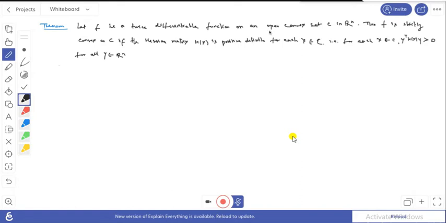This function is a different function, and the function is strictly convex when this satisfies that. But the converse is not true. Why is this converse not true? Because, okay, we take a counterexample. So now the proof, we quickly write in only 2 minutes.